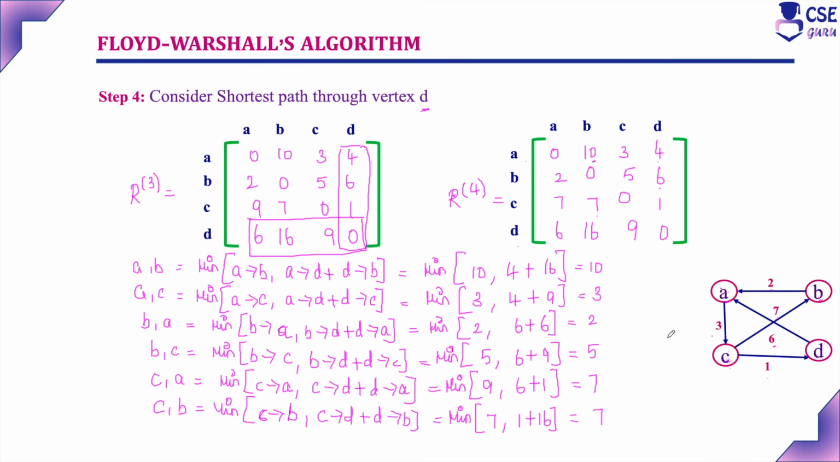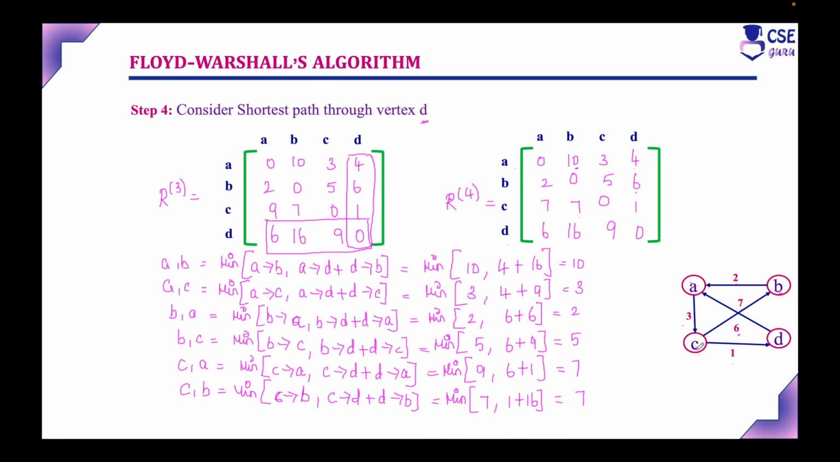And D to B, it's an indirect path, D to A to C and C to B. So D to A, 6 plus A to C is 3 and C to B is 7. So we will get 16. And D to C, that is D to A and A to C. So distance is 9. So likewise we need to consider. So manually also, we are getting the same shortest distance.